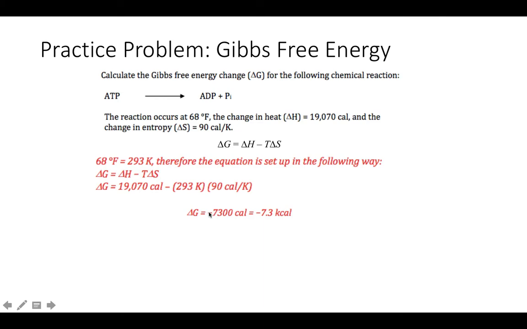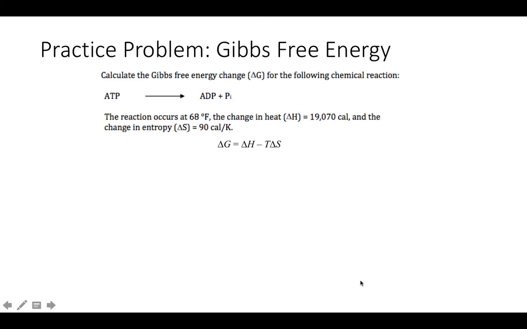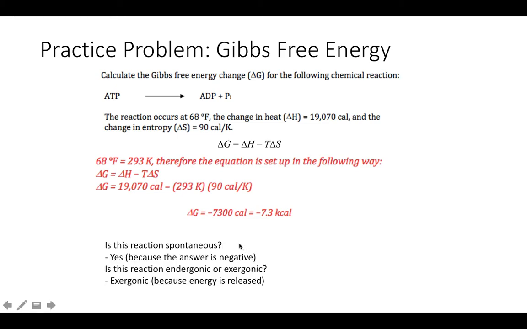Now it is so important that we make sure we know if this is going to be negative or positive, because that's going to be what tells us if our free energy change was spontaneous or non-spontaneous. So going back, looking at this, favorable reactions or spontaneous reactions is delta G less than 0 or greater than 0? If our answer is negative 7.3, is our reaction spontaneous? Yes, it is, because our answer is negative. Now what that also tells us is if this reaction is endergonic or exergonic, and we know that it's exergonic because the answer is negative, energy has been released. Now if our answer was positive here, that would be not spontaneous, and that would be endergonic.